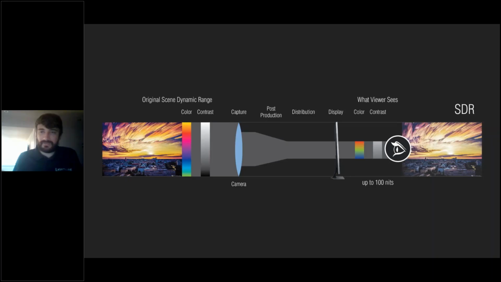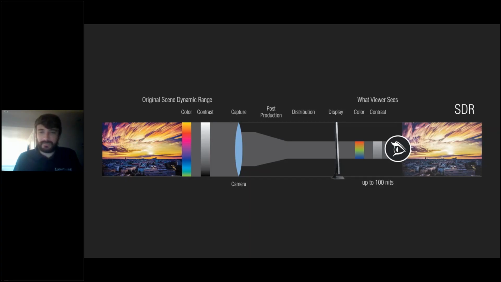And the TVs on the other side aren't really the problem either. Plasma, LCD, OLED TVs all have good dynamic range and color capabilities. That's not a new thing. The problem is in between, with delivering the information from the cameras to the TV screens.